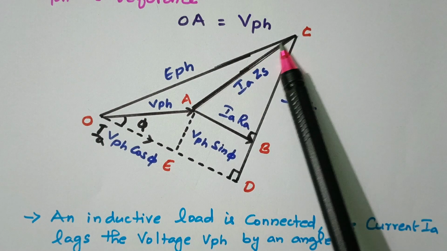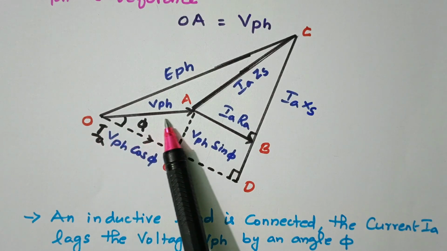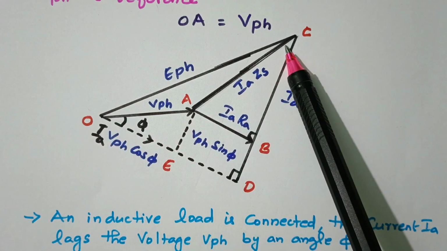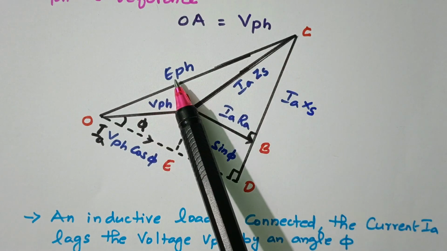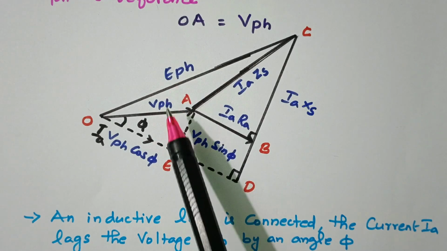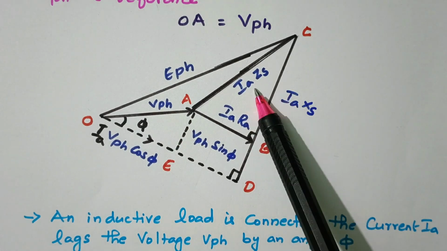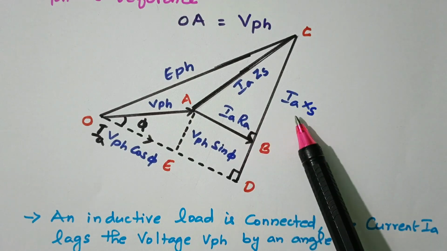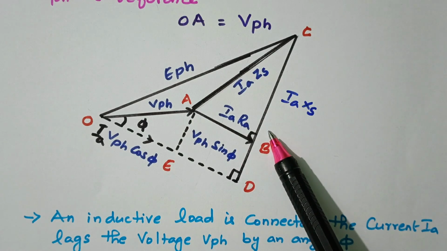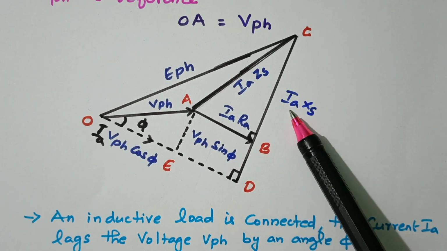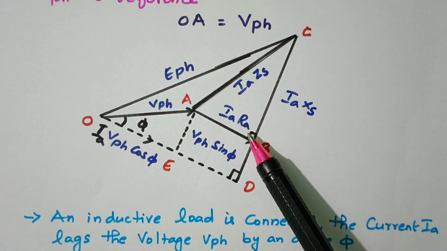So this is E phase, our final value, the voltage induced in the armature. That is the vector sum of V phase and IA ZS, the synchronous impedance drop. Just now we saw that E phase is the vector sum of V phase and IA ZS. What is IA ZS? This impedance is nothing but resistance and reactance: the armature resistance drop, IA RA, then the synchronous reactance drop, IA XS. So the vector sum of these two is nothing but IA ZS, right?